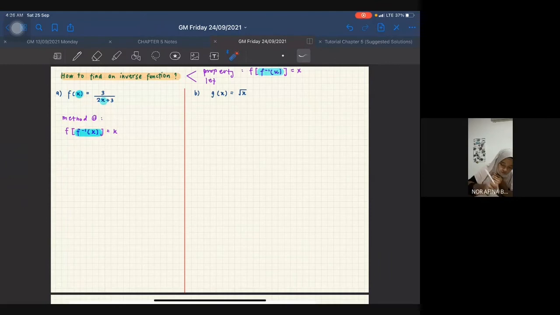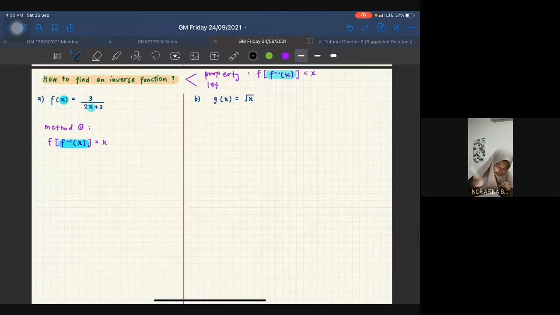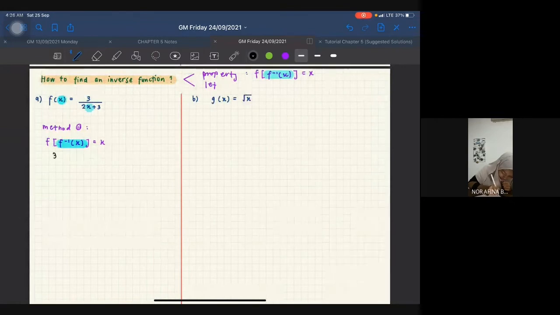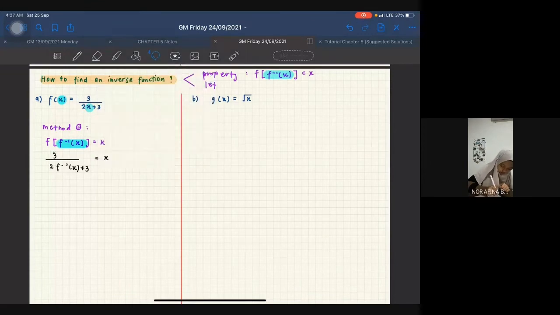Okay, so jom kita try. So awak akan dapat 3 over 2 times f inverse of x plus 3 equal to x. Macam tu. Okay, so sekejap saya pindahkan sikit. Oops, bergerak pula dia.